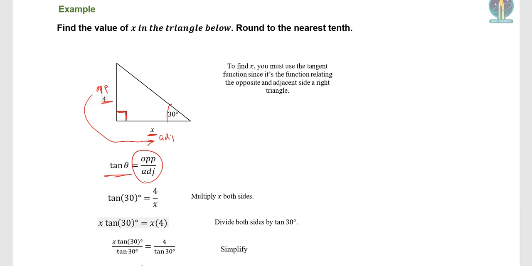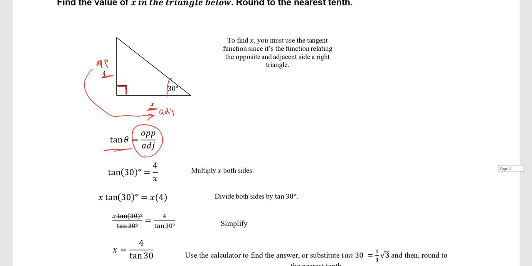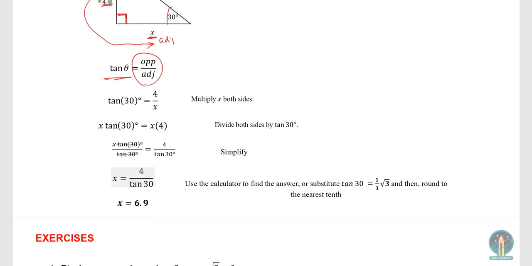So multiply x by both sides to get it on top and on the other side, and then divide by tangent 30 to separate it from the x and to isolate the x by itself. And simplify, you get x equals 4 divided by tangent 30. We can use the calculator to find the answer, or you could try substituting tangent 30 if you remember its value from your head.